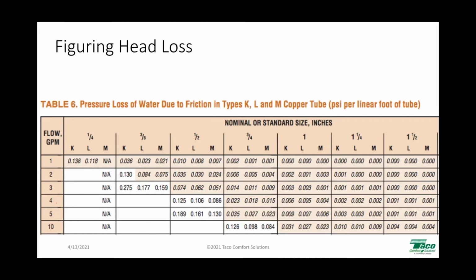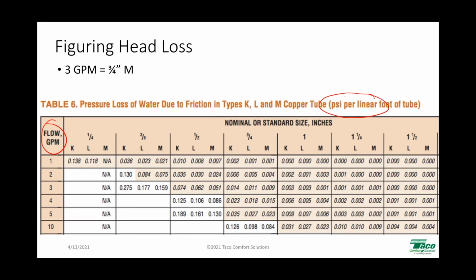Now, Table 6 is a pressure loss chart. It gives us the pressure loss of water due to friction, which is what we've been talking about, in types K, L, and M copper tube. And what it does is it breaks it down by flow rate, by specific flow. Because again, as we said earlier, as flow goes up, head loss goes up exponentially. So when you're calculating your head loss, you want to calculate it as close as possible to the actual flow rate that you need so you don't overdo it. This gives us our pressure loss in PSI per linear foot. I'm going to show you how to convert that to feet of head in a second.